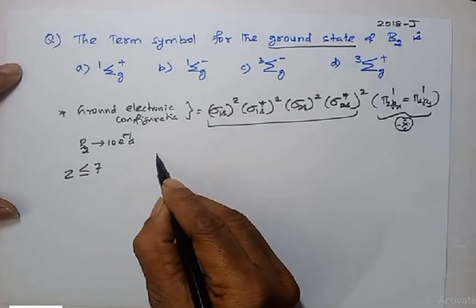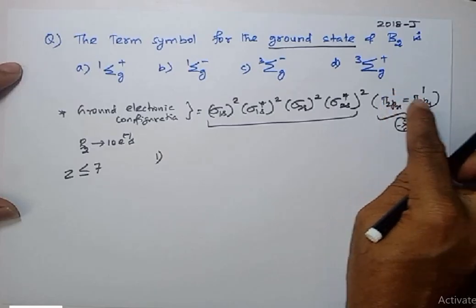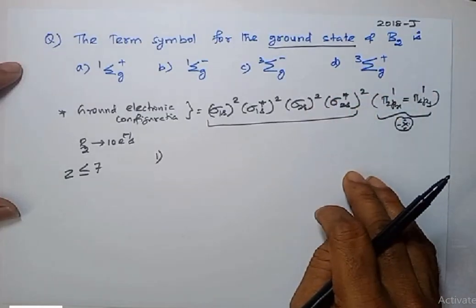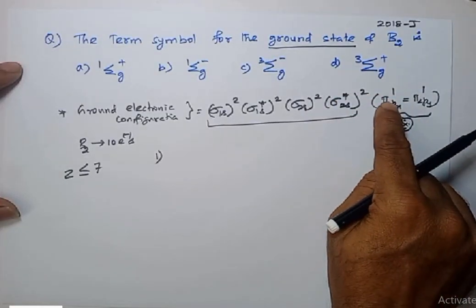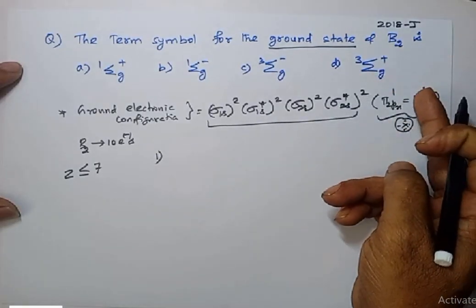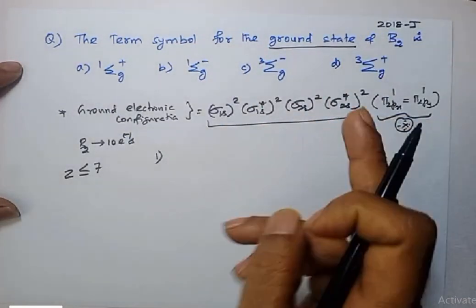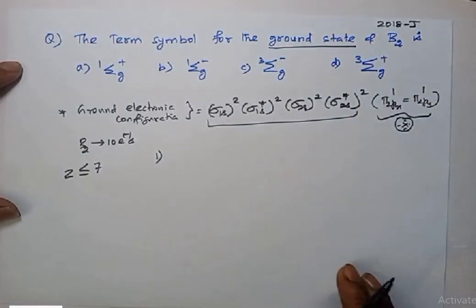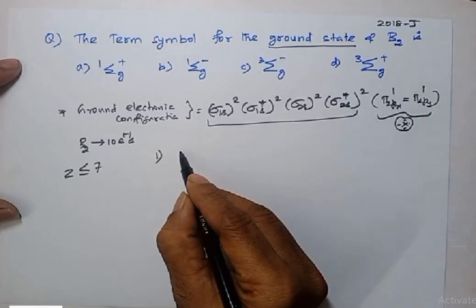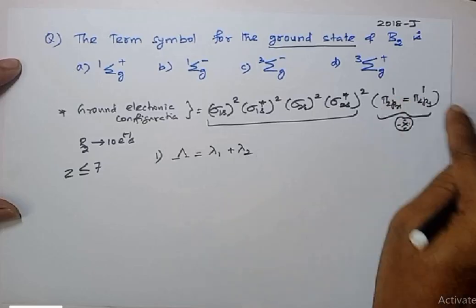Now, what is the first step? Step number 1, lambda value. For the electron present in pi 2px and the electron present in pi 2py, observe carefully, since they are having equal energy, the electron present in pi 2px may have +1 and the electron present in pi 2py may have -1. Since they are degenerate, one has +1 value, the other has -1 value. Therefore, we should find the big lambda, which is equal to lambda 1 plus lambda 2, where we have 2 electrons here.